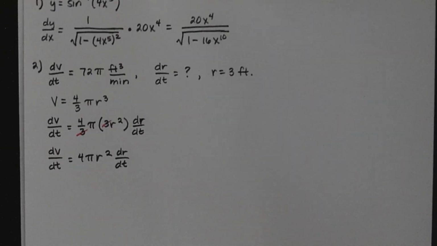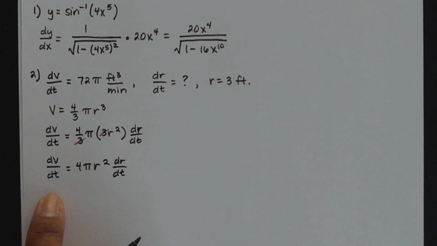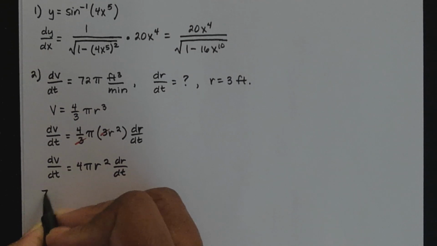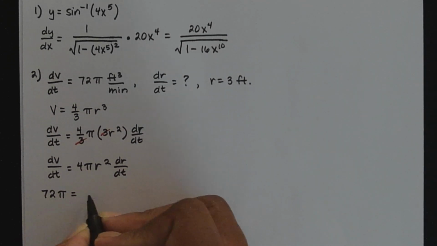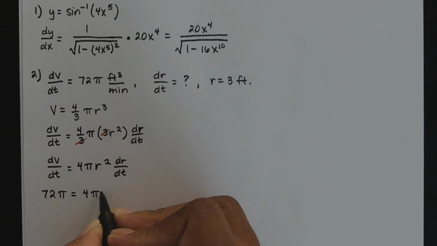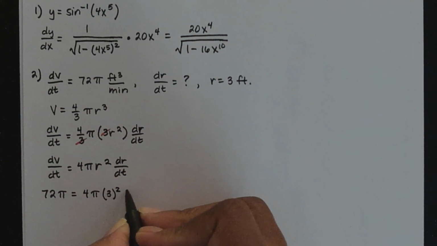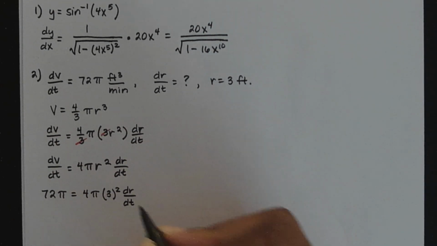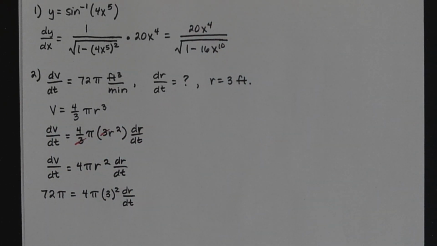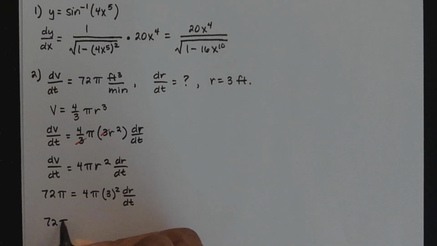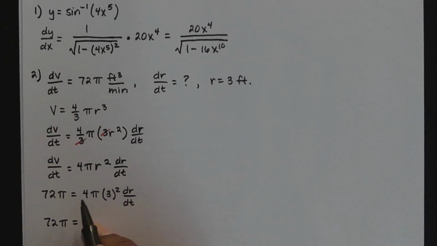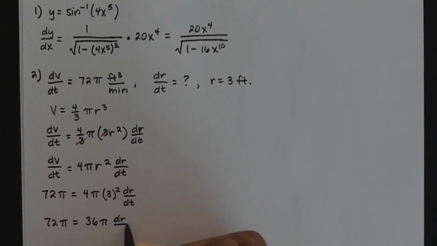Okay, so now let's do some substitution here. All right, that dV dt is given to be 72 pi cubic feet per minute. So I'm just going to say this is 72 pi, and it's equal to 4 pi times the radius, that's 3 feet. So it'd be 3 squared times dr dt. Then if I simplify this, if I square that 3, that's 3 times 3, that's 9, times the 4 in front would be 36. So it'll be 36 pi dr dt.